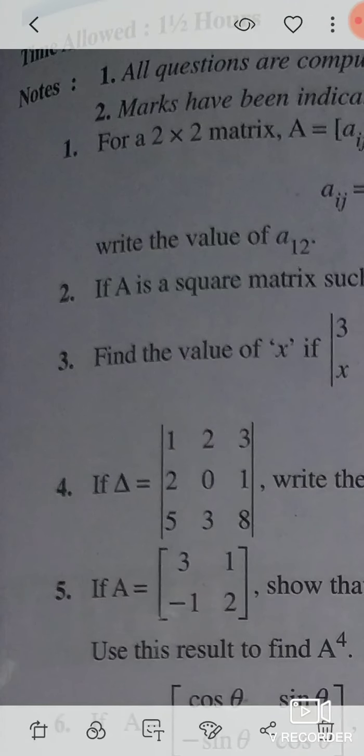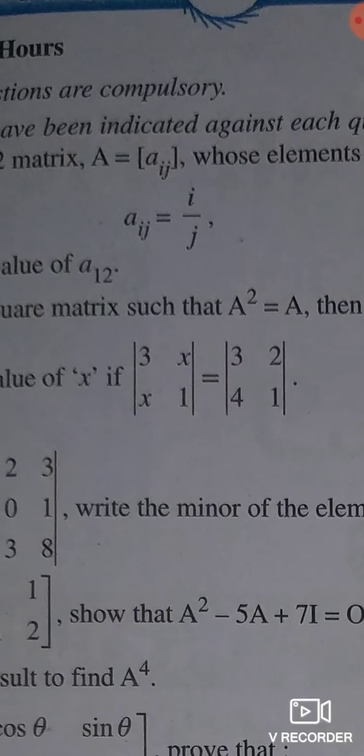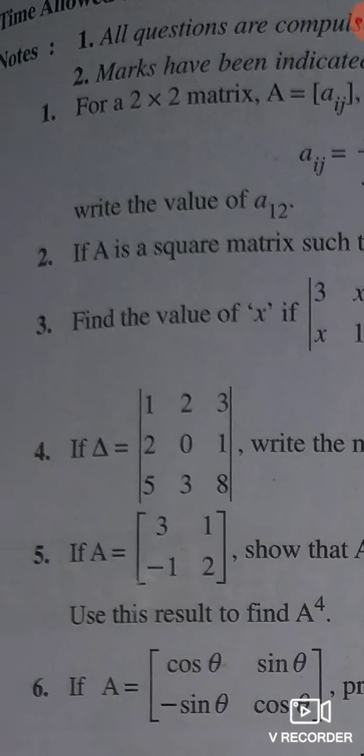Now come to question number third. Find the value of x if these two determinants are equal. In this question you will find the value of the left hand side and the right hand side. After comparing, you will get the result.